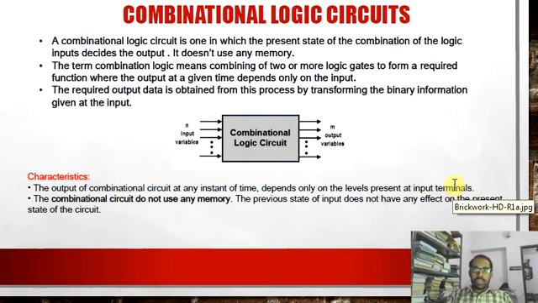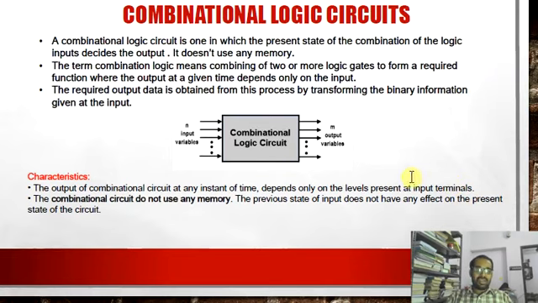So the output of the combinational circuit depends on the combination of input variables given. Generally, it is a logic circuit with different logic gates integrated in a circuit. It doesn't use any memory, as the output depends only on the input combination and it doesn't depend on any previous state input. The previous state input has no effect on the output.